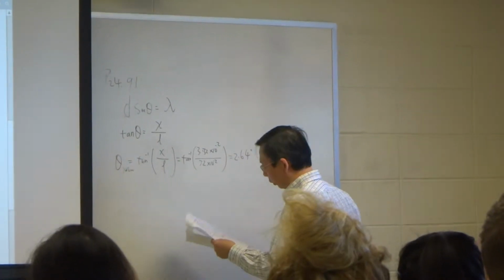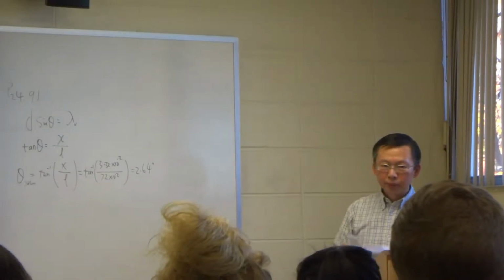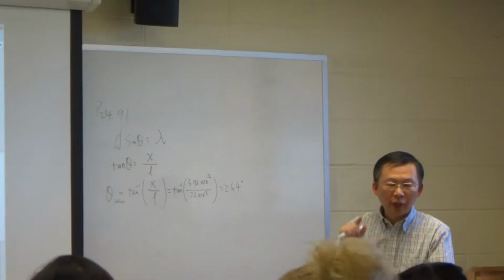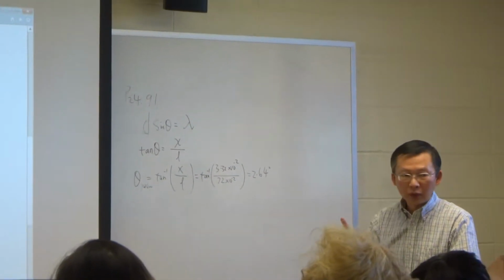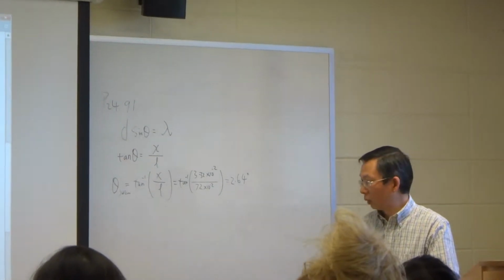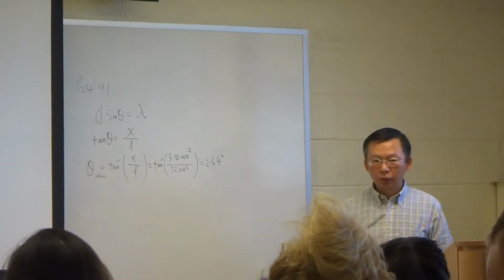4 degrees. Okay? So the angle is very small. Usually, if the angle is smaller than 5 degrees, you can use that approximation: tangent theta equals sine theta. You can use that approximation if the angle is less than 5 degrees.